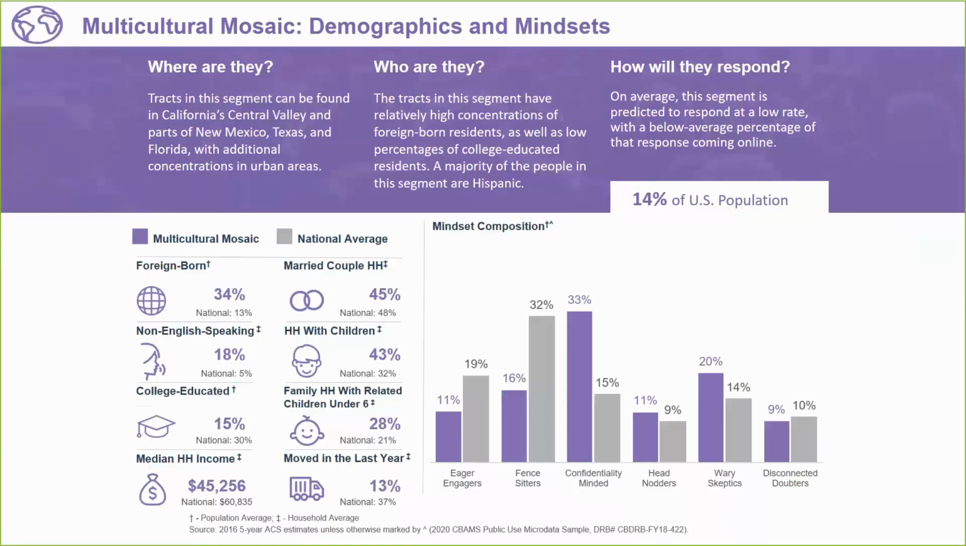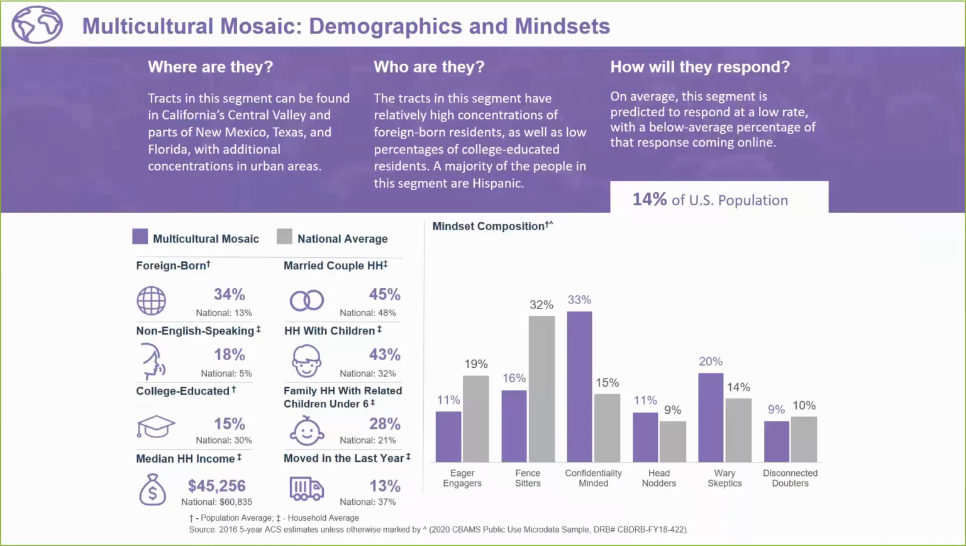So diving in, you see, like I said, 34% foreign-born, about 45% married couple households, 28%, a little higher than the national average, have a child under 6. The median household income is below the national average at about $45,000, and only 15%, about half the national average, are college educated. So like we thought, it's a lower educated population, and also much higher than the national average non-English speaking, 18% of households.